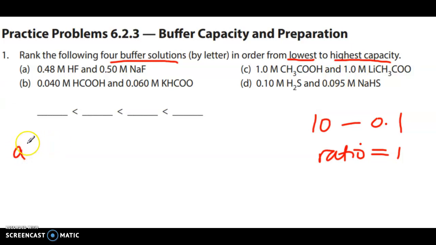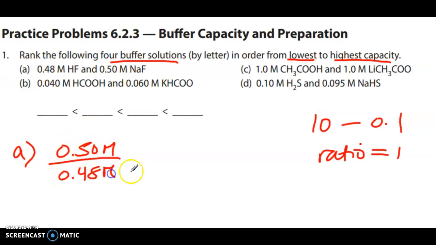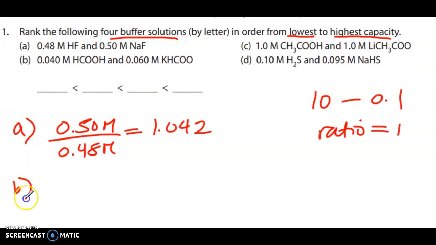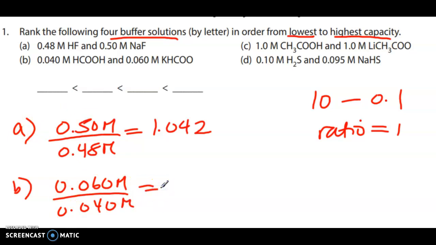So for A, we would have our base over our acid, which would give us 0.5 divided by 0.48. This would be 1.042. Remember, don't worry about sig figs or anything here. We're just taking a look so we can rank these properly. For B, we have our base of 0.060 over 0.040. 0.06 divided by 0.04 is 1.5.